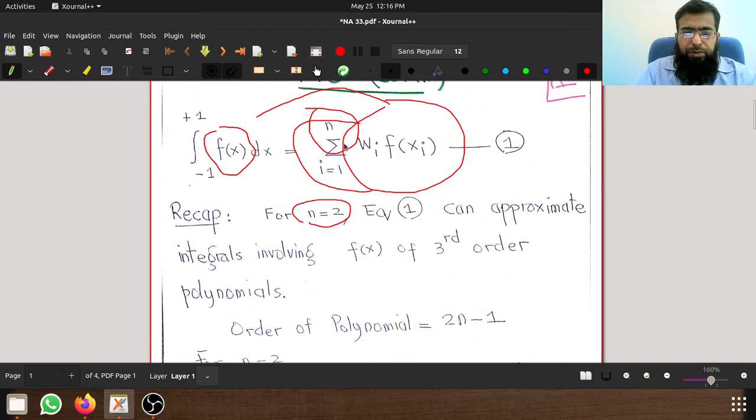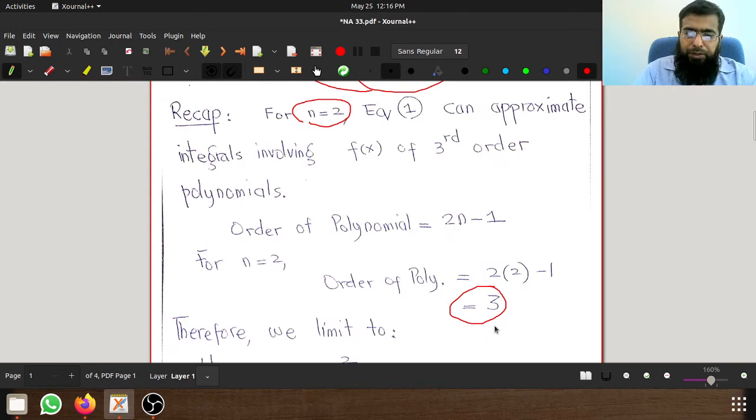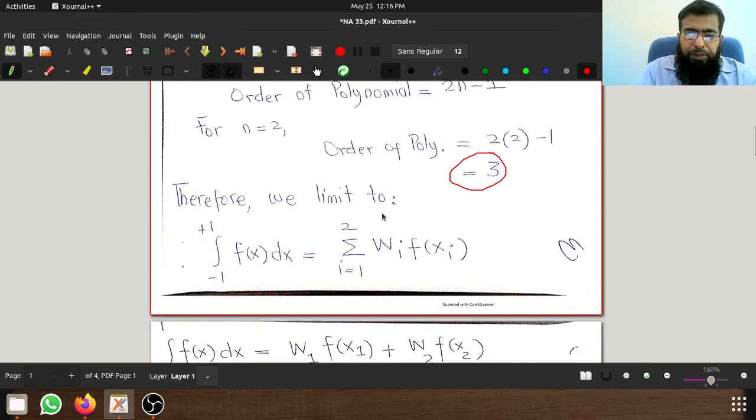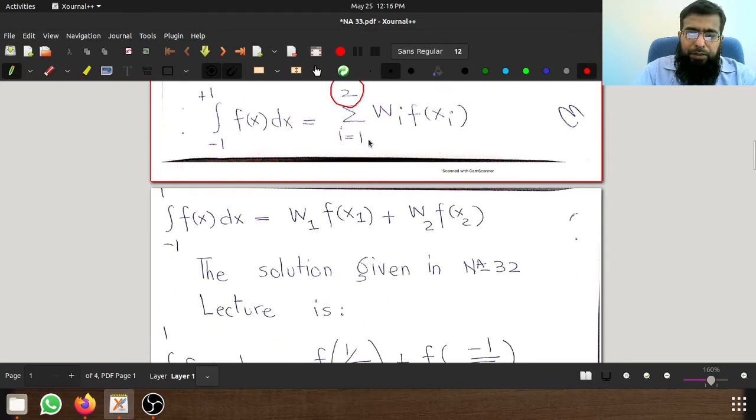So this approximation is correct. If we select n is equal to 2, this approximation is correct for polynomials of degree up to 3. They can be less than 3. Therefore we limit the summation to 1 to 2 because we selected n is equal to 2 in our last lecture, and this summation can be expanded like this.